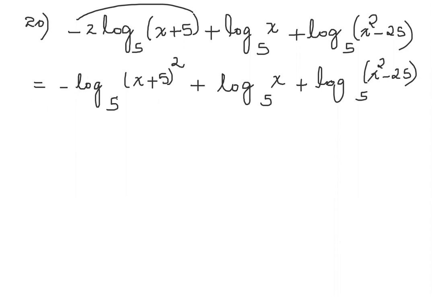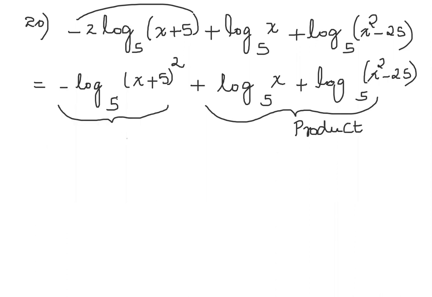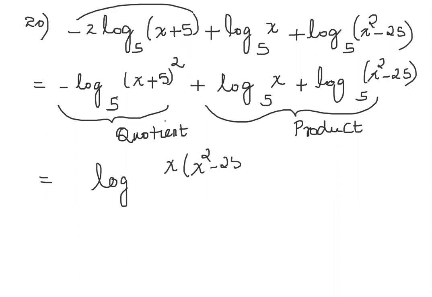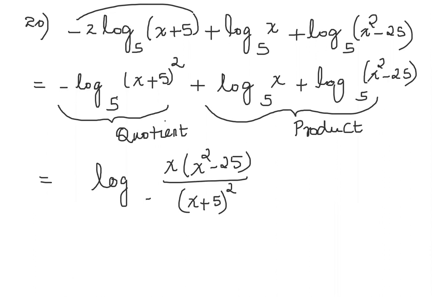Now we are going to apply the rules. So these are product rule, so we have to multiply them. This is the quotient because we have minus. Whenever you have minus, it's going to go to the denominator. So this is product. So it's going to be x times x squared minus 25 over x plus 5 squared to the base 5.